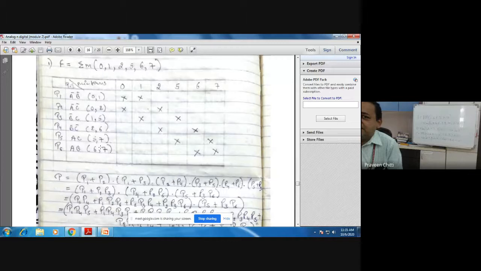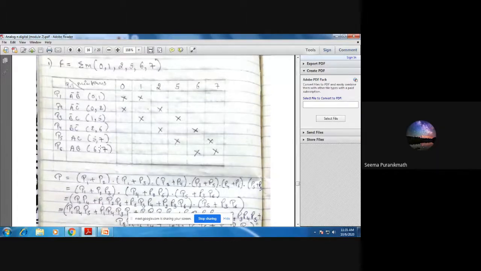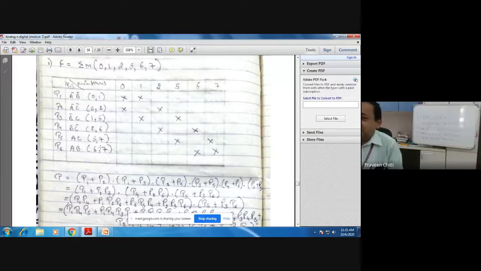Can anybody comment on it? No, there is no single X. Yes, exactly. If you see here, there is no column containing a single X. That means we will not be able to get any of these prime implicants as essential prime implicants. How many prime implicants are shown here? 1, 2, 3, 4, 5, 6. Totally 6 prime implicants are shown here. So none of these 6 prime implicants are essential.